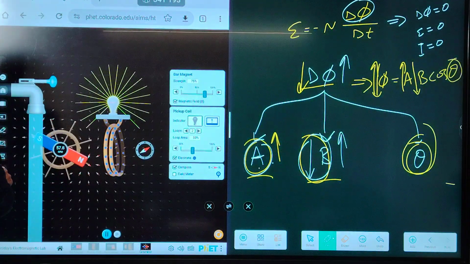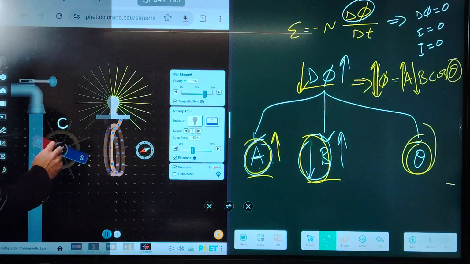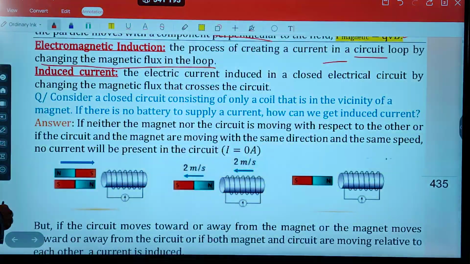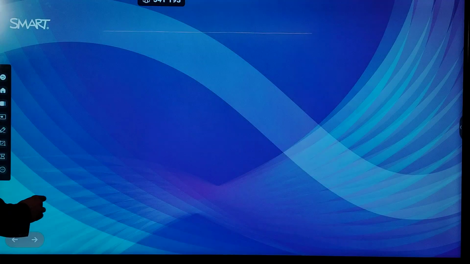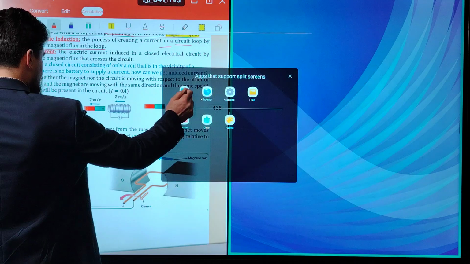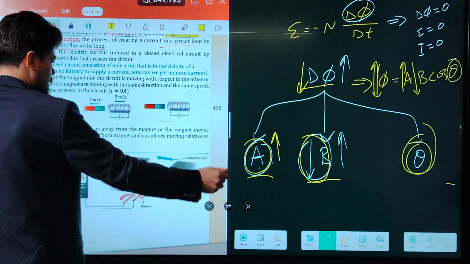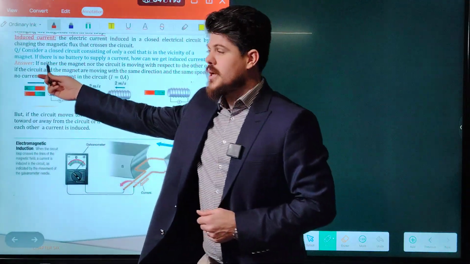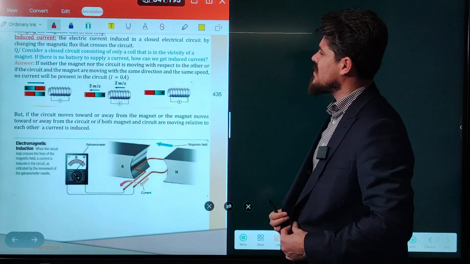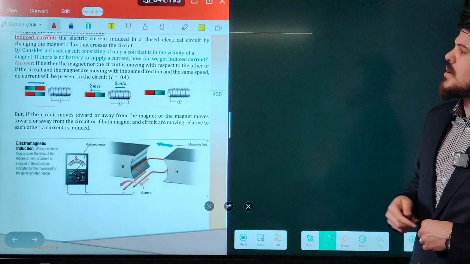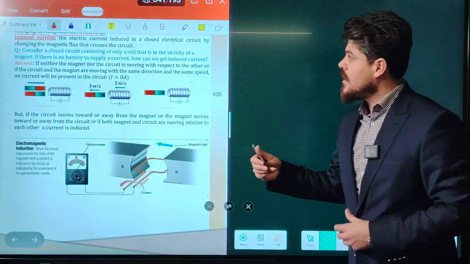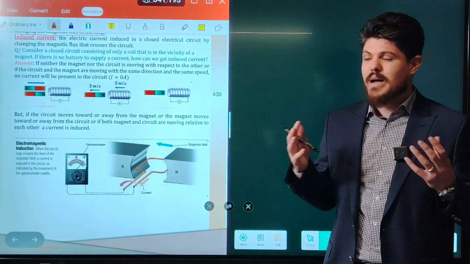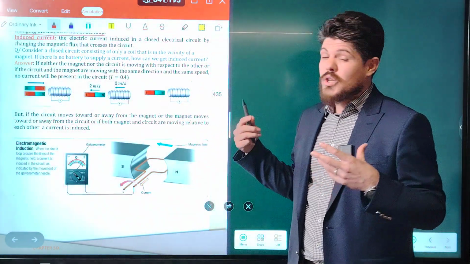Let's go back to our pamphlet. Okay, we have a question here, guys. Consider a closed circuit consisting of only a coil that is in the vicinity of the magnet. If there is no battery to supply a current, how can we get induced current?